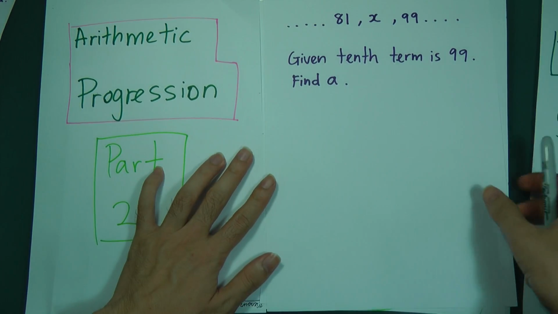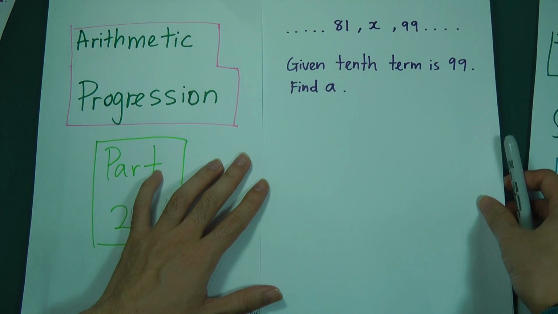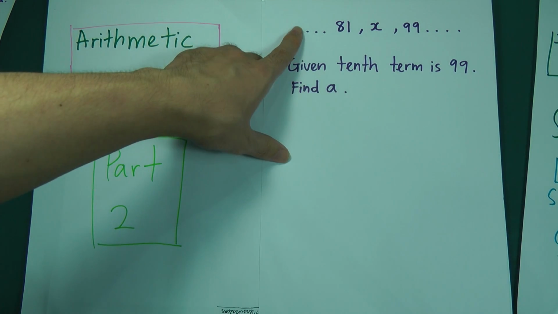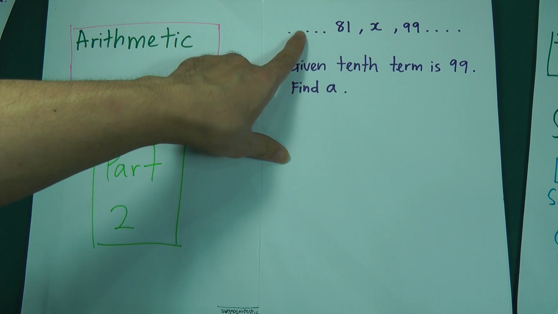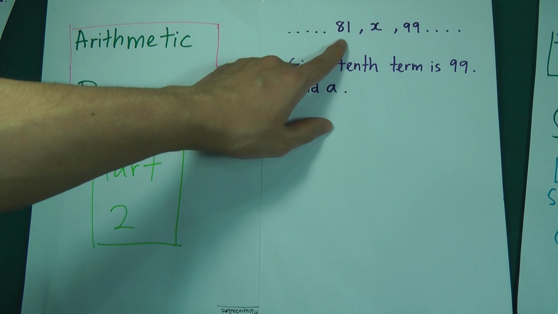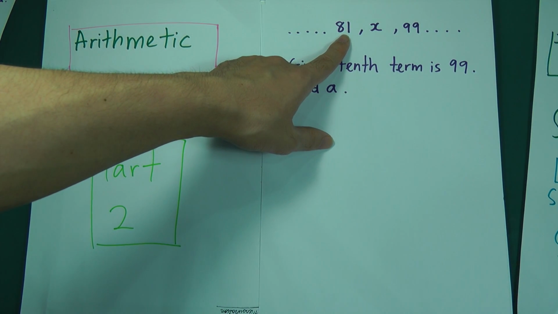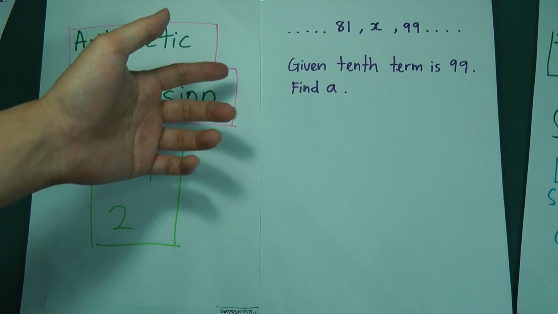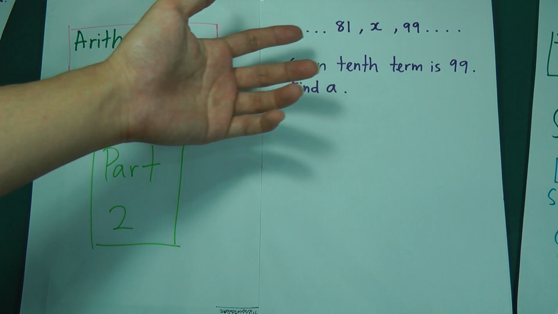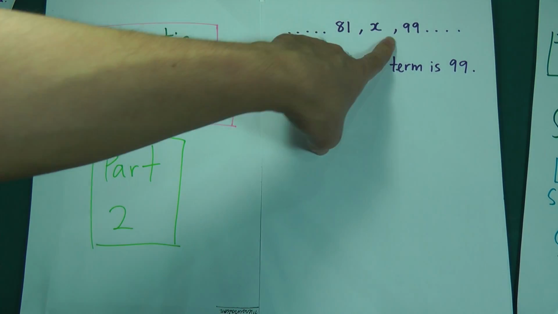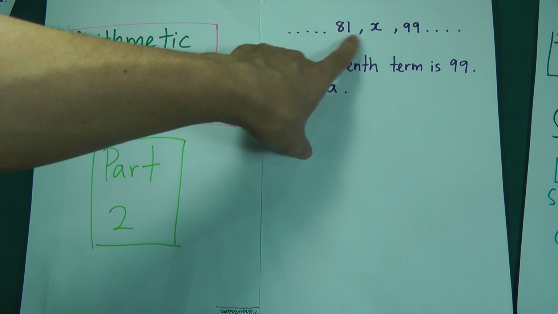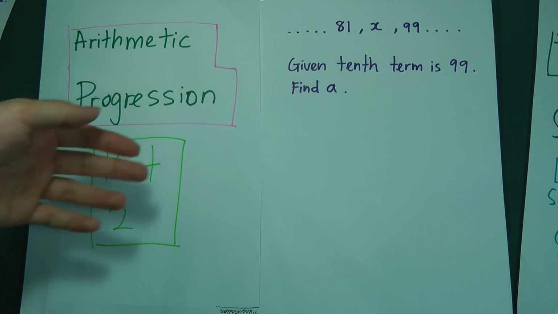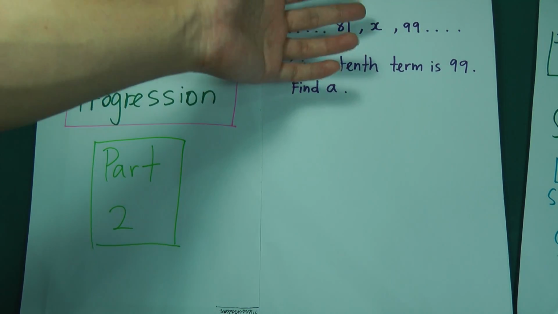Okay, over here. What is so different about this question is you do not have the first term. See, he didn't give you A. He said the 81 in front means we do not know what this term is. He just gives you 3 consecutive terms in the middle. Maybe this one can be T4, T5, T6, or this one is T100, T101, T102. We do not know.